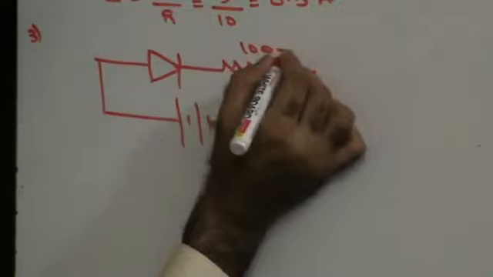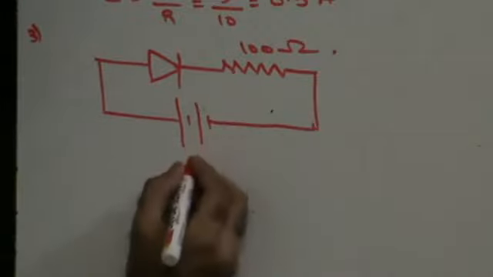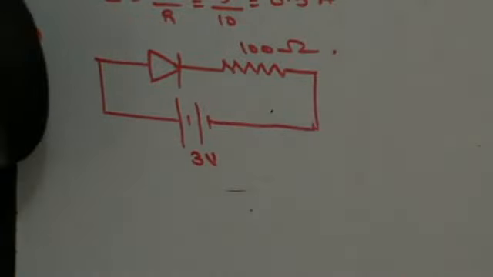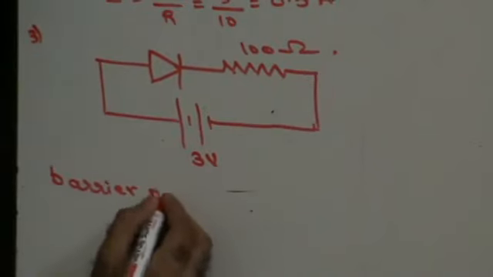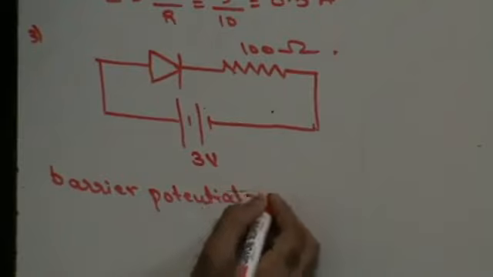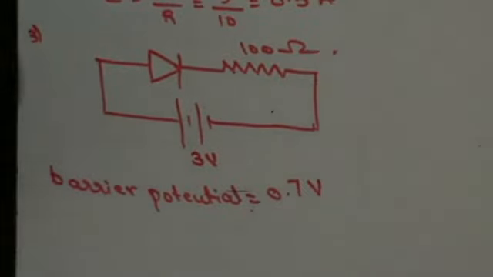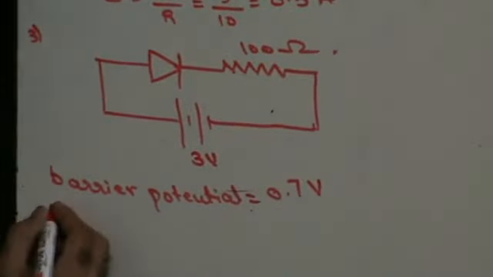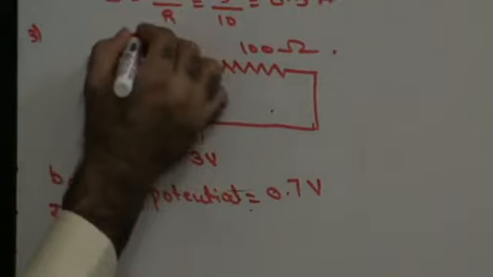This is say 100 ohms, and they've given you that EMF is 3 volts. They've also given you that the barrier potential is 0.7 volts. You have to find the current developed in the circuit. Right? Now, the EMF is given to you as 3 volts, barrier potential is given as 0.7.